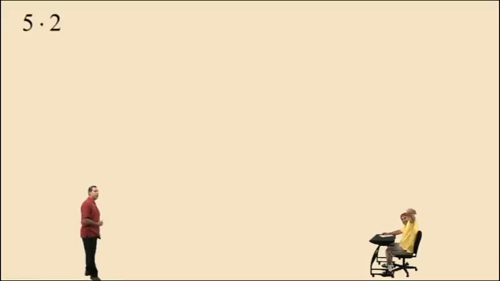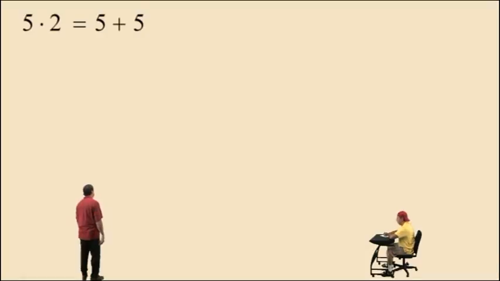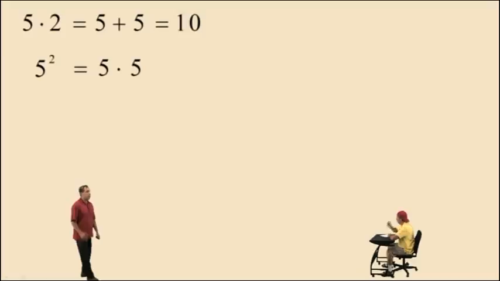5 times 2. Remember, multiplication means repeated addition. So 5 times 2 means 5 plus 5, which is 10. Now, we use exponents to represent repeated multiplication. Now, this is 5 with a little 2 up there. That means 5 times 5, and 5 times 5 is 25.